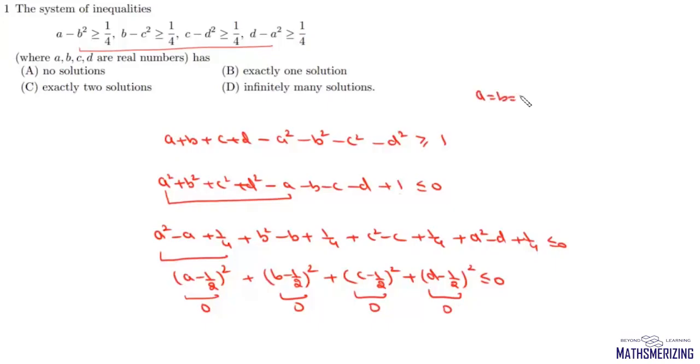And in that case, we'll get this result that a equals b equals c equals d, and it must be equal to 1 by 2. So this system of inequality will have exactly one solution, and that's your option B.